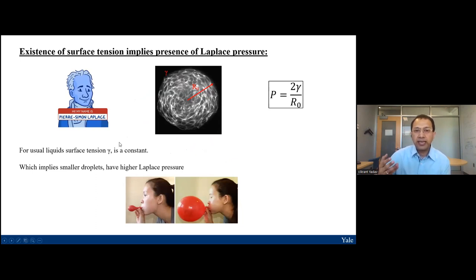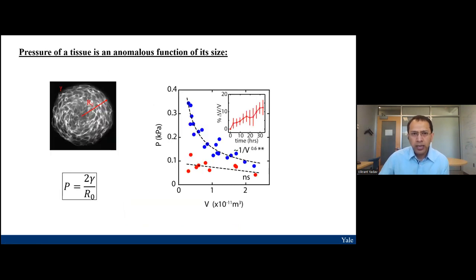The general idea is that if we consider these aggregates as a liquid droplet with a surface tension gamma and size R naught, according to Laplace's law, we can associate a pressure with them, the Laplace pressure, which depends inversely on the size of the droplet. That's why blowing a balloon is harder when it's small than when it's bigger. But when we do it for the aggregate, we find a response slightly different from a regular fluid. We find that pressure scales as 1/V to the power 0.6, or 1/R to the power 1.8.